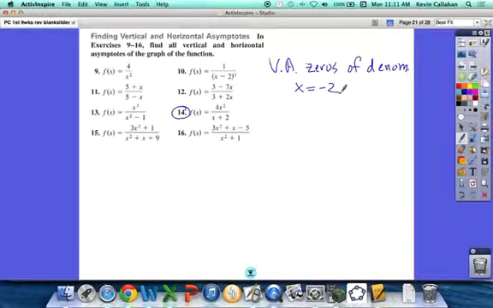Elena? What does it depend on? The degree of the numerator and denominator. Okay, number 14, this has a degree of 2 in the numerator and degree of 1 in the denominator. What is the horizontal asymptote? None, right? When the numerator is higher degree, none. Horizontal asymptote? None.